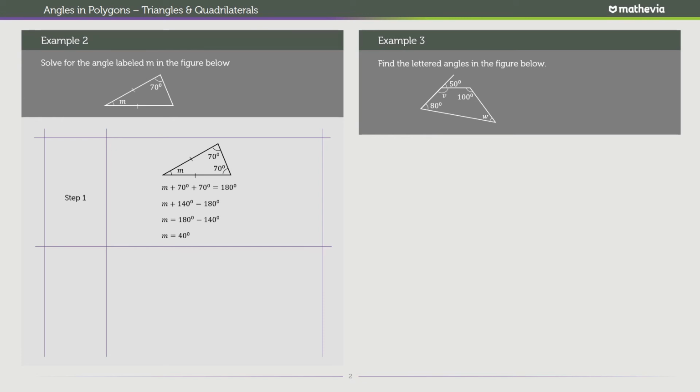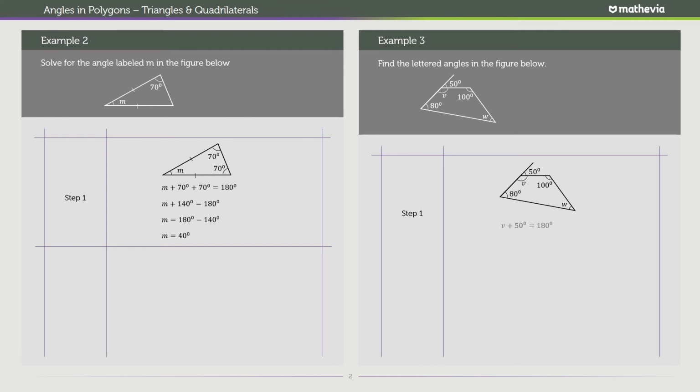We're going to go ahead and solve for angles V and W, and we're going to start off with V. If you look at V and 50 degrees, you'd find that V and 50 degrees are adjacent angles on a straight line. The sum of angles on a straight line, if you recall, always equals 180. So V plus 50 equals 180, and we have V as 180 minus 50. V is 130 degrees. So we have V, 130, we now have 80 degrees, we have 100 degrees, we have W in the quadrilateral.